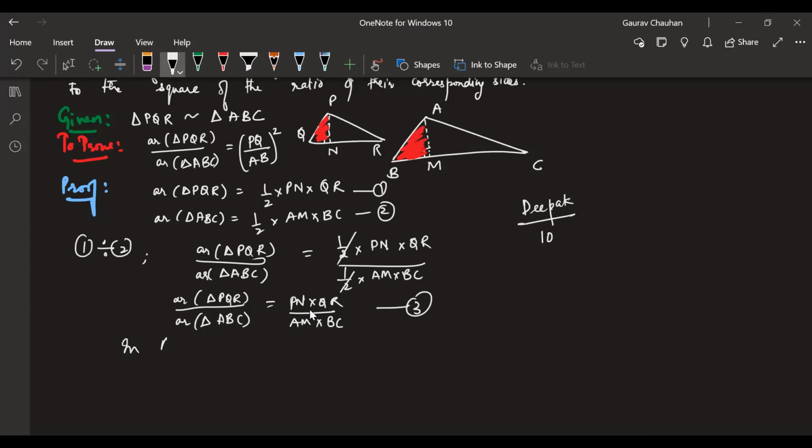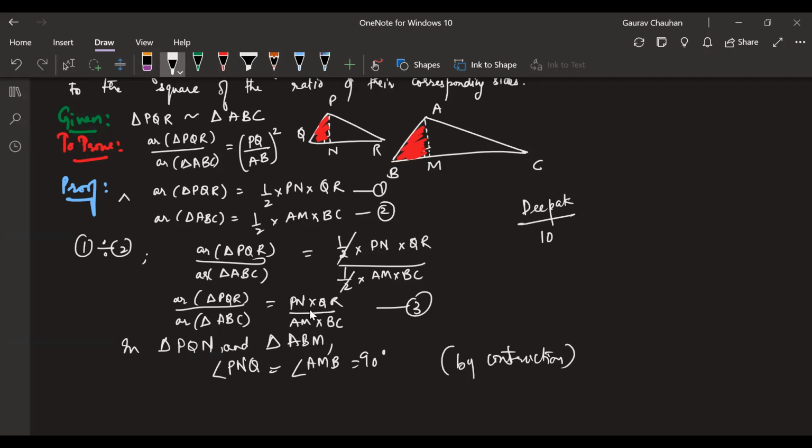Sir, in triangle PNQ and triangle AMB, angle N and angle M are 90 degrees. Very good. Let's write the full name because there are two angle N's now. Angle PNQ is equal to angle AMB, which is equal to 90 degrees. By construction. Actually, we should have written that, no? Draw an altitude.